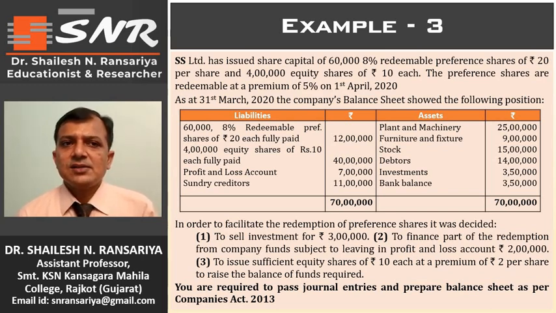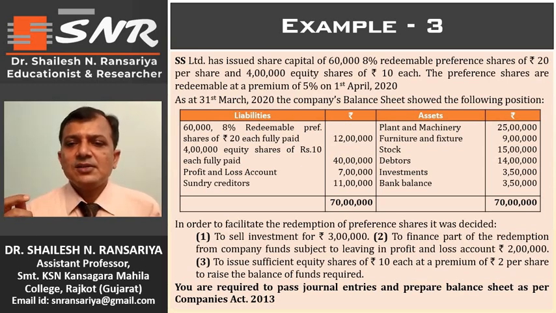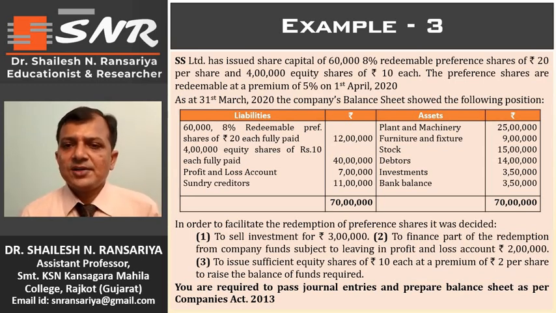In the balance sheet, redeemable preference share 12 lakhs, equity share capital 40 lakhs, profit and loss account 7 lakh and sundry creditors 11 lakh. On the other side, plant and machinery 25 lakhs, furniture and fixtures 9 lakhs, stock 15 lakhs, debtors 14 lakhs, investments 3,50,000, bank balance 3,50,000. Total of the balance sheet rupees 70 lakhs.